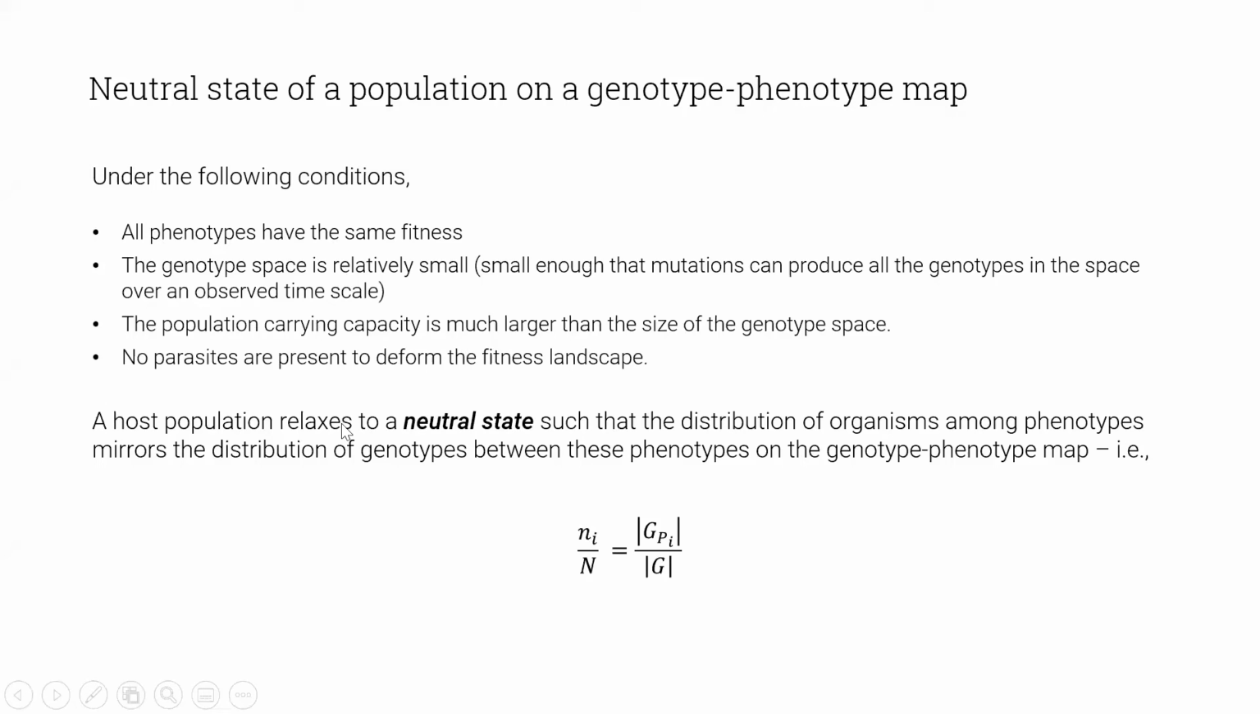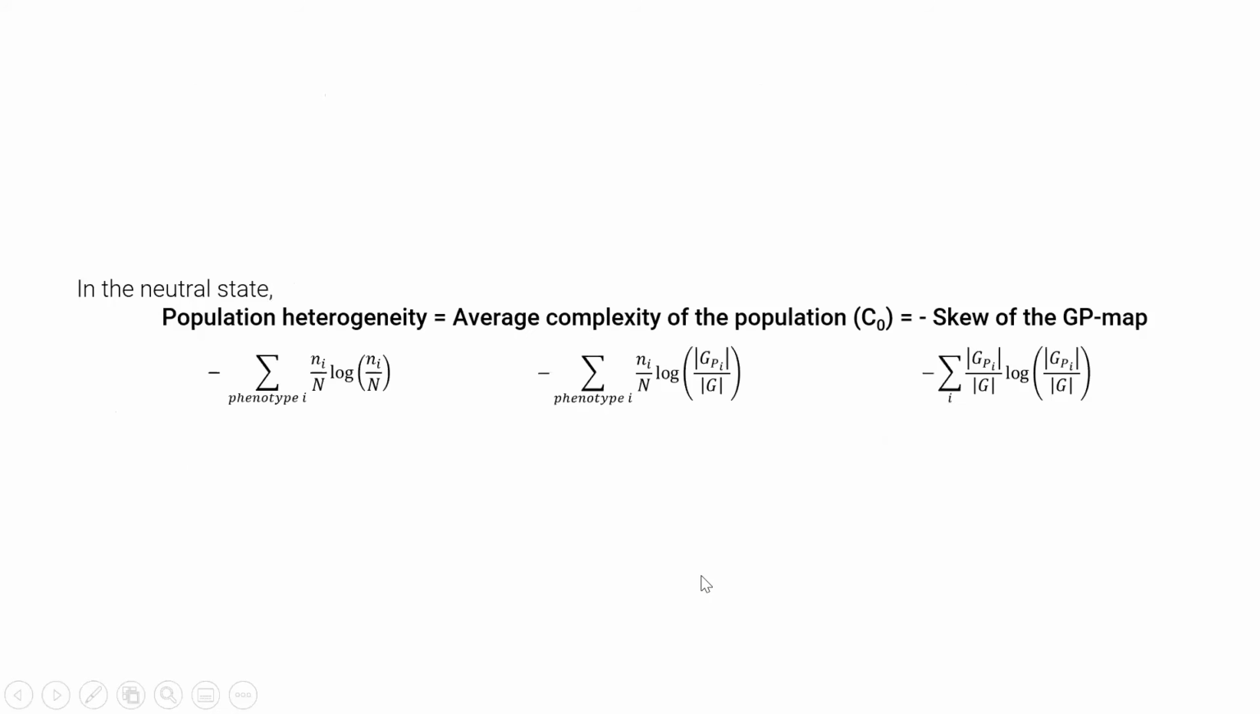In that case, the population relaxes to a state called a neutral state, such that the distribution of organisms among phenotypes mirrors the distribution of genotypes between these phenotypes on the genotype-phenotype map. That is, the fraction of organisms under a phenotype i is equal to the fraction of the genotype space occupied by that phenotype. And in this case, all these three measures become equal. That is, the population heterogeneity is exactly equal to the average complexity of the population in the absence of parasites, which is called C0, is equal to the negative of the skew of the GP map.